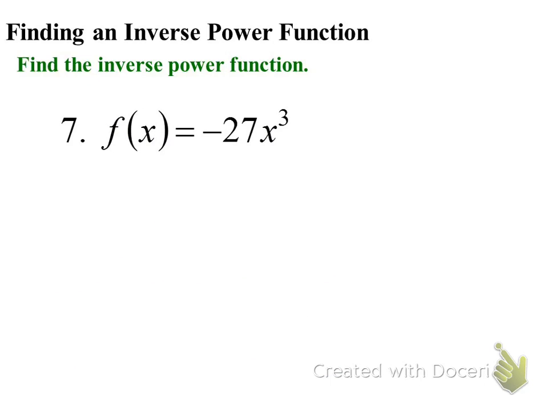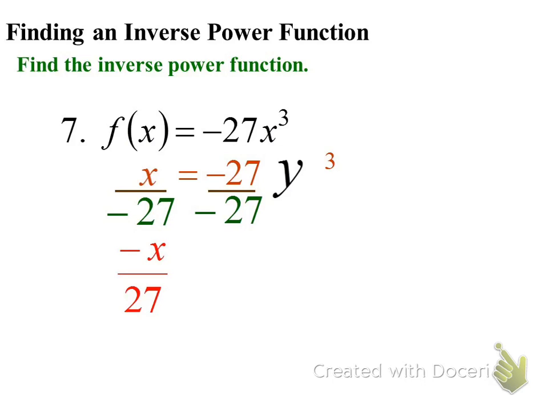So in this problem, first thing I'm going to do is change f of x to be just a y. Then I switch the x's and the y's. So x goes to the left, y goes to the right. Then you've got to determine what to do first. Divide by -27 on both sides, leaving us with negative x over 27 equaling y cubed. How do we do the next step? When I take the third root on both sides, well then I've got y by itself. So I'm kind of at the end of my rope.